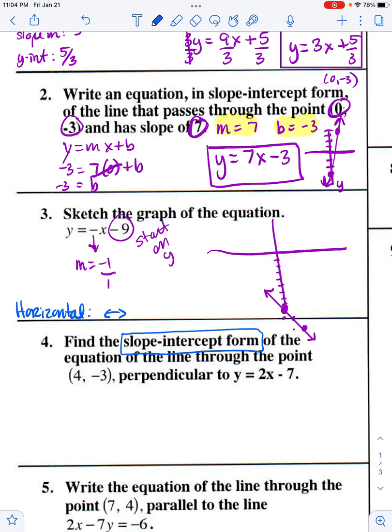Horizontal lines go this way, horizontal. They would only cross, if you drew them, the y-axis. So you only get y equals a number, and they have a slope of 0.